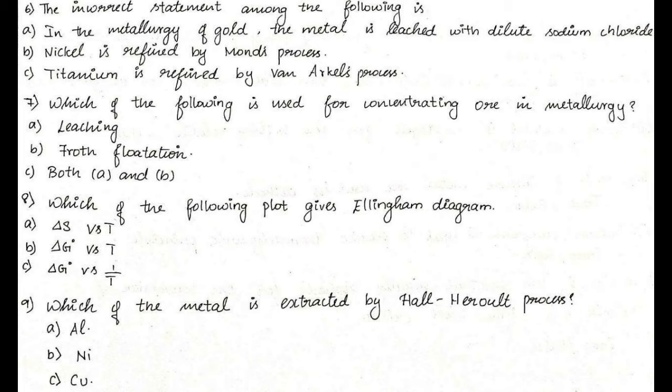Ninth, which of the metals is extracted by Hall-Héroult process? Option A, aluminium; option B, nickel; option C, copper.